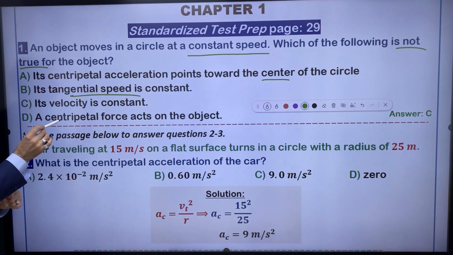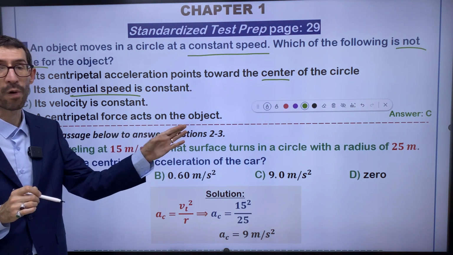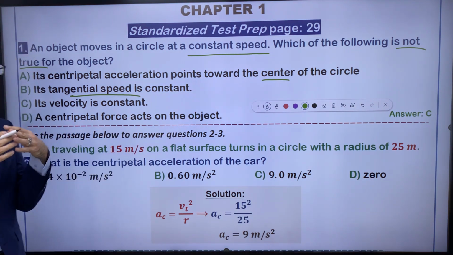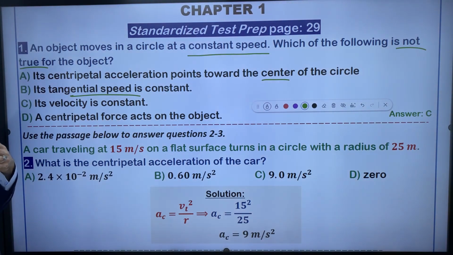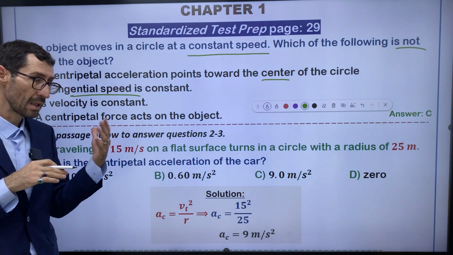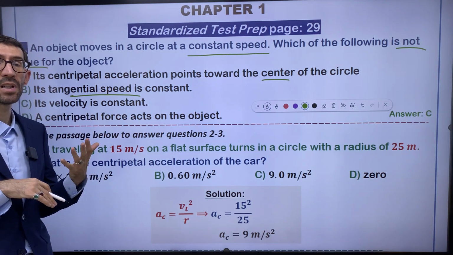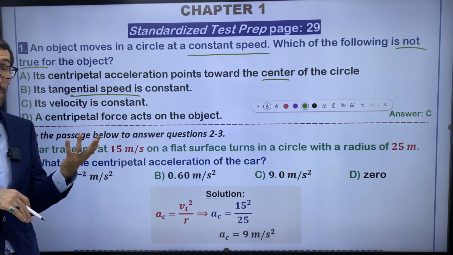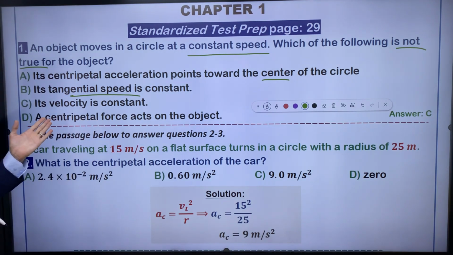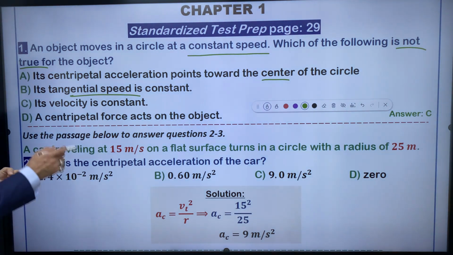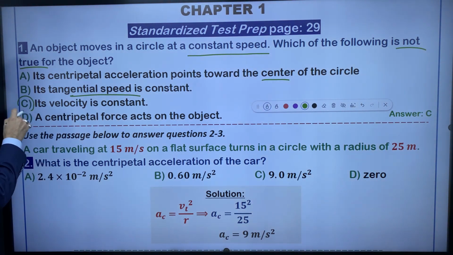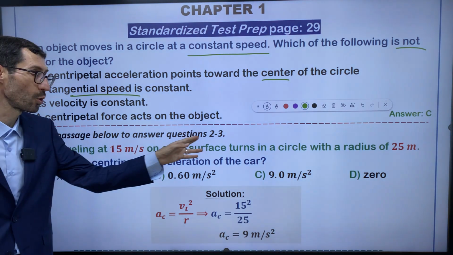C is not true. So D, centripetal forces act on the object. Of course, for any object moving in a circle, there must be a centripetal force. So you cannot eliminate centripetal force from the phenomenon. That's why the answer is C. This one is wrong. Question number 2, use the passage below to answer questions 2 to 3.